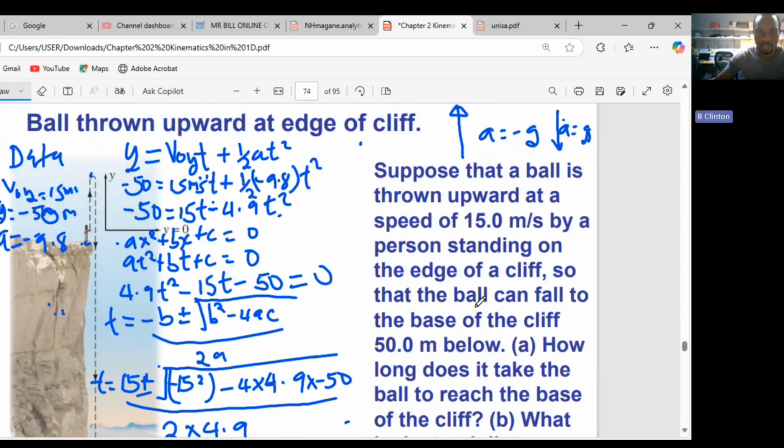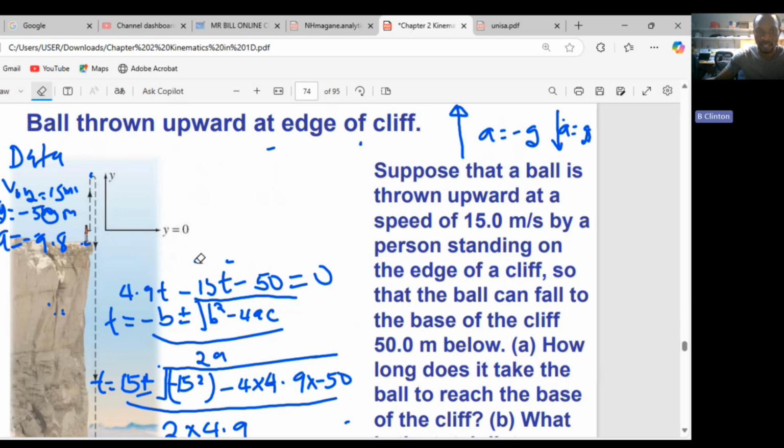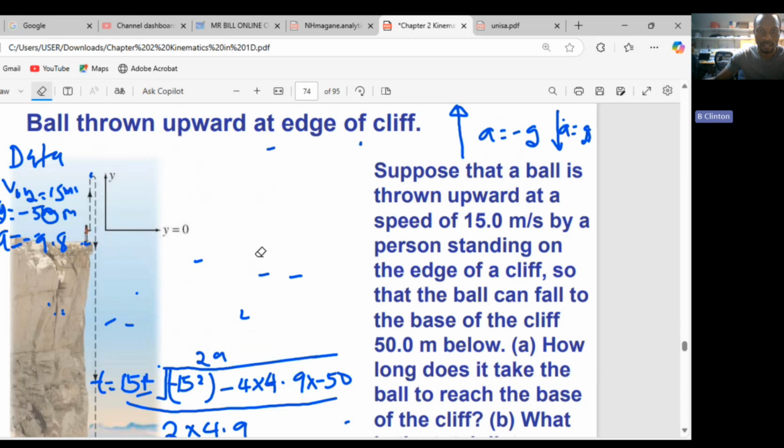Let me go up here and delete a little bit so that we can have more space, and calculate this, so that we want to know how long it took this ball to reach the base of the cliff. Remember, this ball was thrown upward. It went upward until it reached a maximum height, and then it decided to go back. And once reaching back, it went down until the base of the cliff.